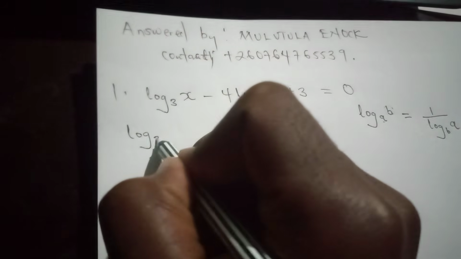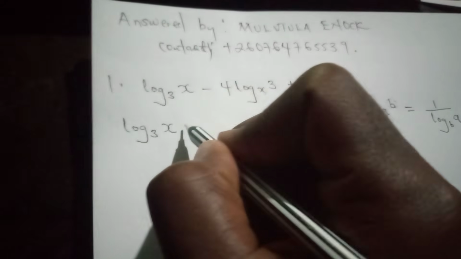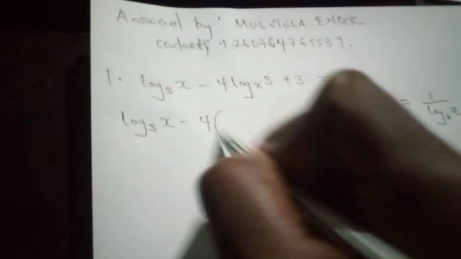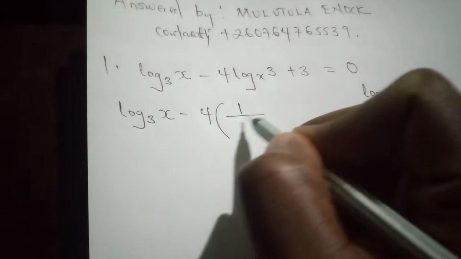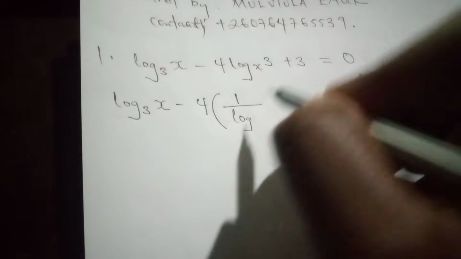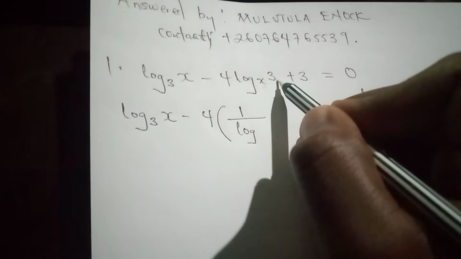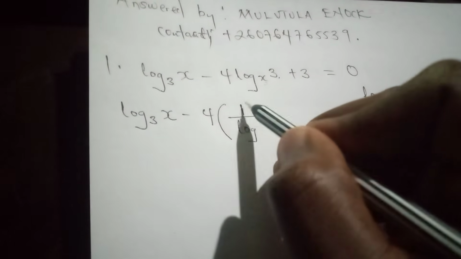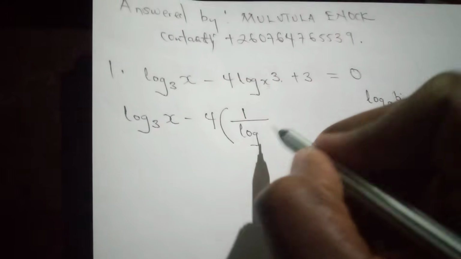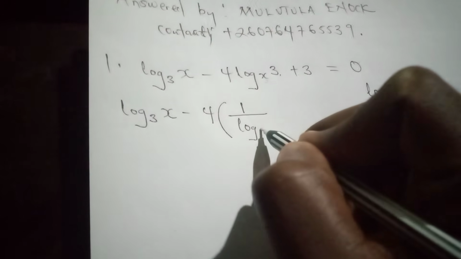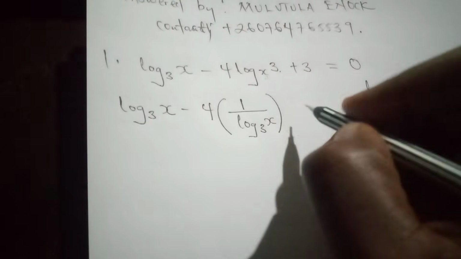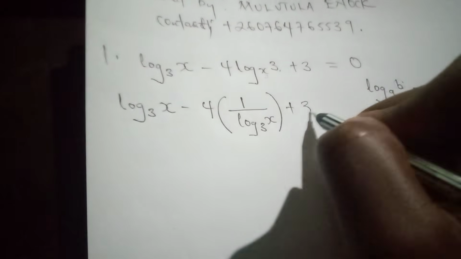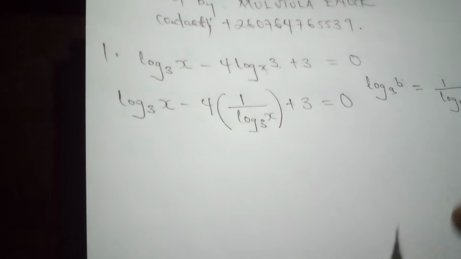So I'm having log base 3 of x minus 4 open brackets 1 over log. Here I'm changing the base because I've introduced the 1 over. So it is going to be base 3 over x, close the brackets, plus 3 is equals to 0.